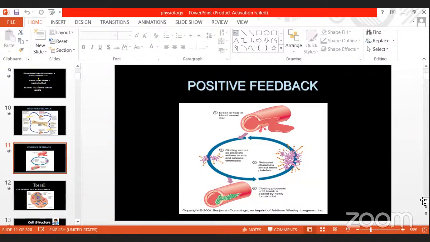The other two examples you have to remember are in the endocrine system. They are known as neuroendocrine reflexes. The first one is the parturition reflex and the second one is the milk ejection reflex. These are all positive feedback reflexes and neuroendocrine reflexes in the body.